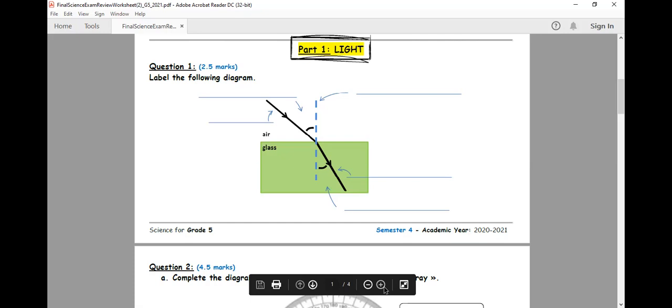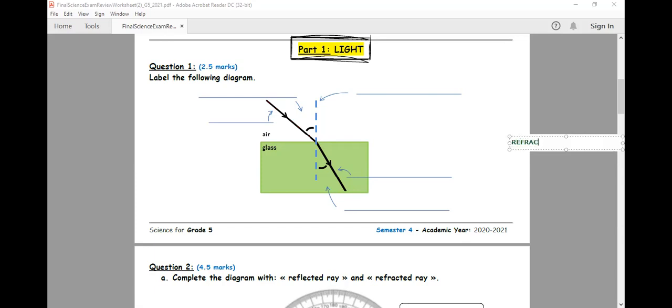It shows a diagram. Here we have a light ray crossing the boundary between the air and the glass. Which process is happening right here? So look, here is the light ray. It did not continue its way without bending. The light ray bends when it passes from air to glass. That's what we call refraction. This is refraction happening.